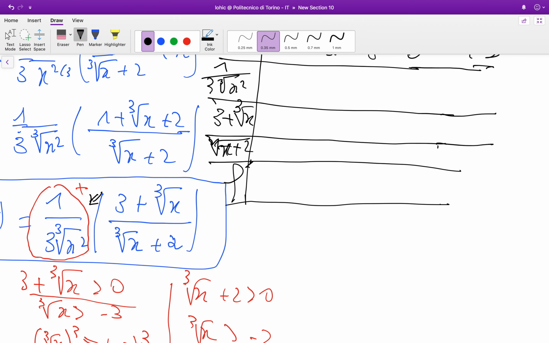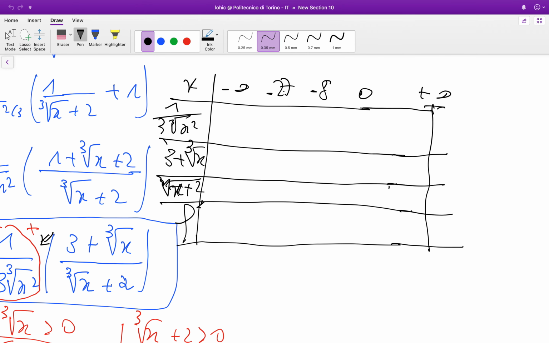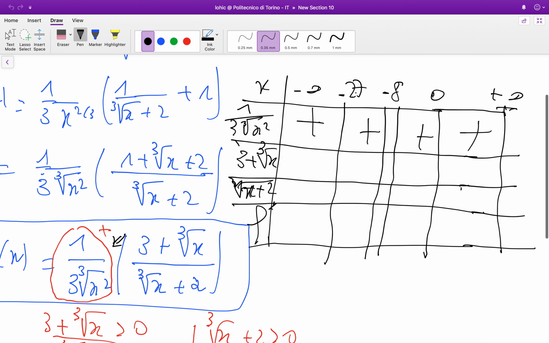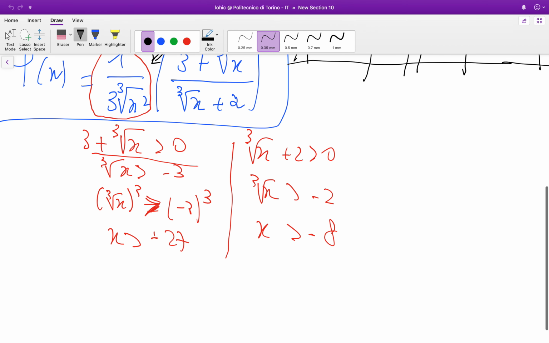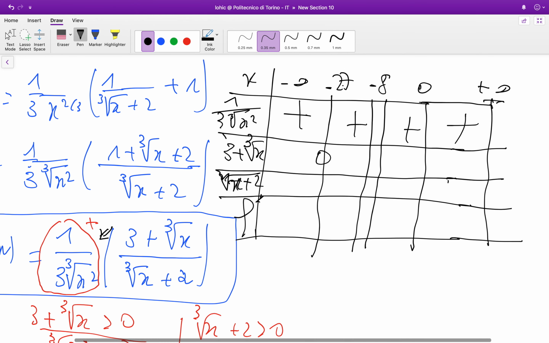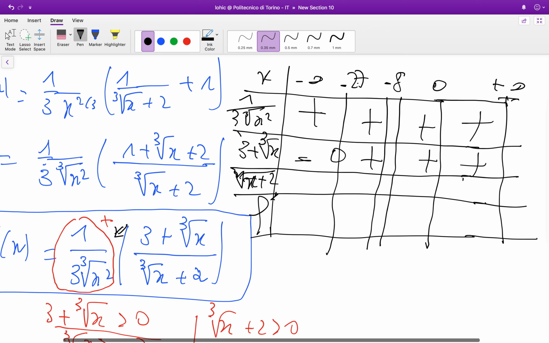Then we put 2 bars because the function is not defined, and we split. Here the first piece is always positive. Now we saw that 3 plus cubic root of x is positive only when x is greater than minus 27. So here it goes to 0, and before that it is negative, then when x is greater than minus 27 it becomes positive.